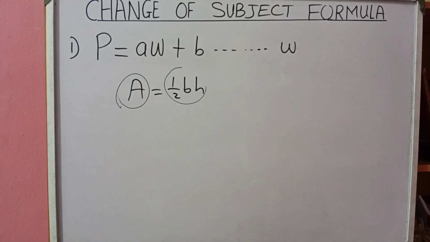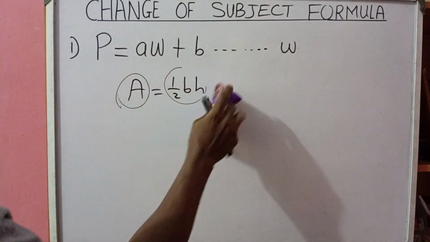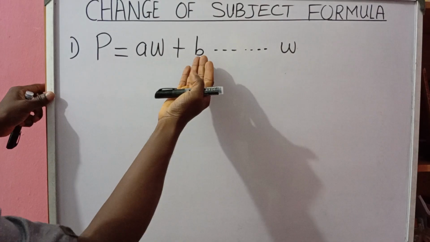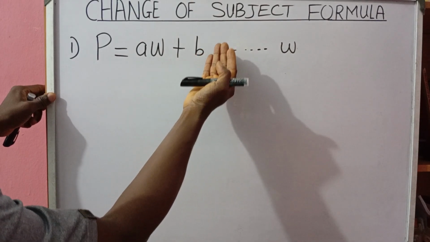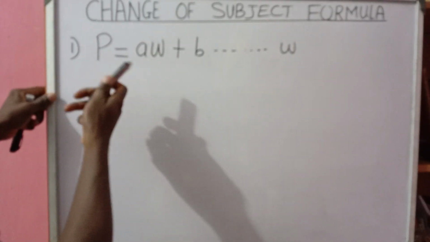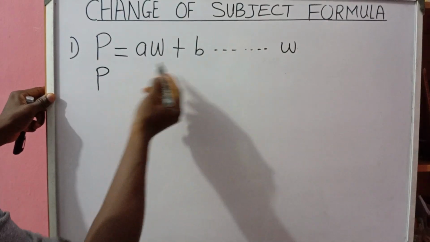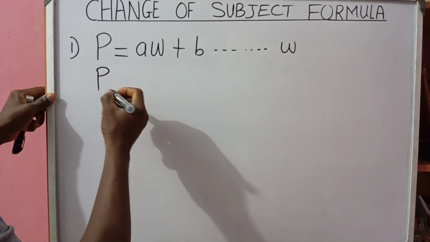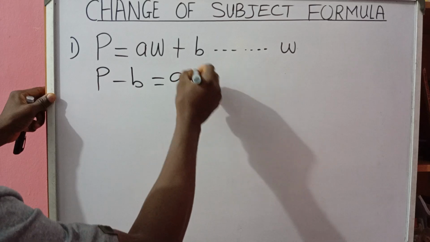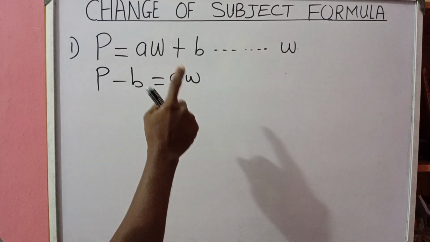So now to do that, we have to ensure that W stands on its own at one side of the equation. And for us to do that, we have to let every other variable leave this side so that W will be able to stand on its own. How do we do that? We have to start by saying P, then plus B will have to move over here. And it's plus B. When it moves across the equal sign, that becomes negative B, equal to A W. Remember, our objective is to make W subject of the formula.